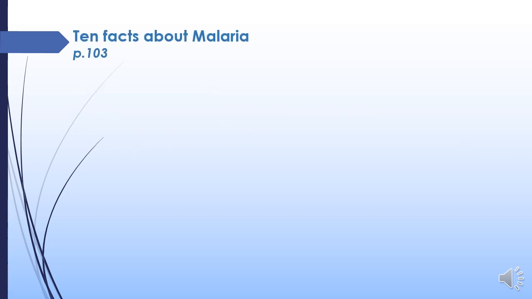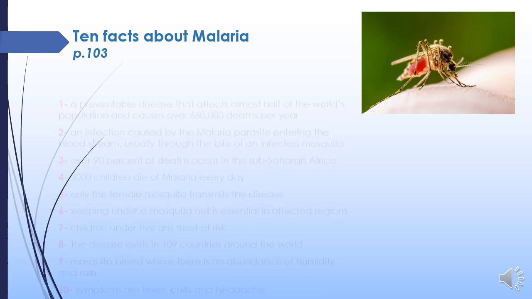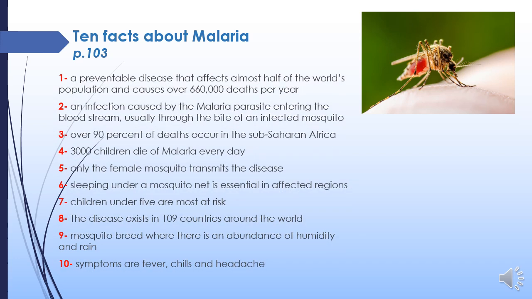Please go to page 103, 10 facts about malaria. Let's read together. 1. A preventable disease that affects almost half of the world's population and causes over 660,000 deaths per year. 2. An infection caused by the malaria parasite entering the bloodstream, usually through the bite of an infected mosquito.